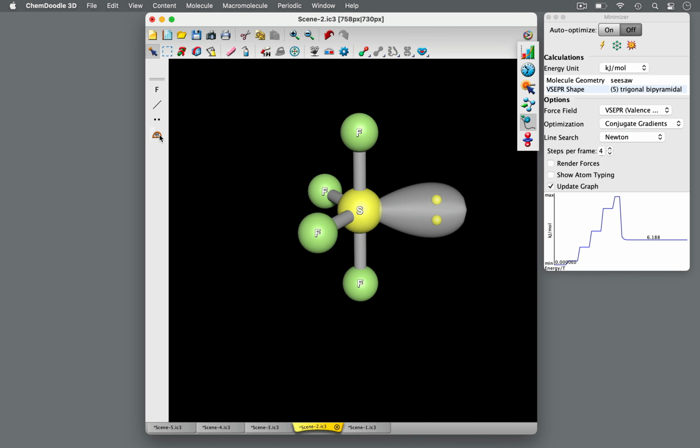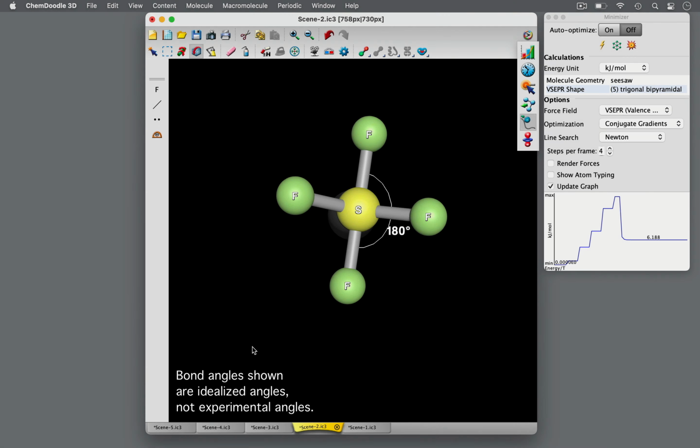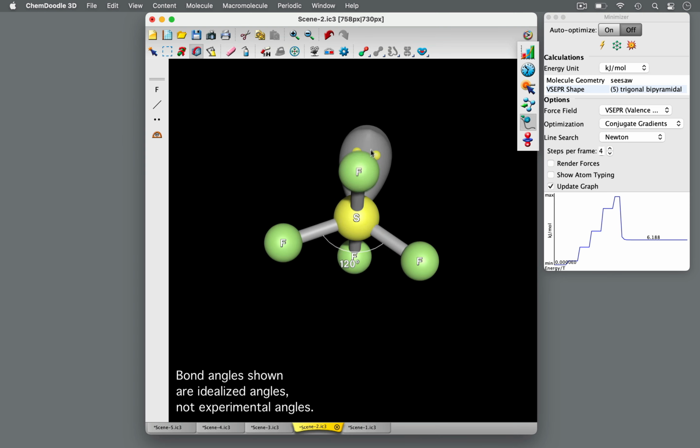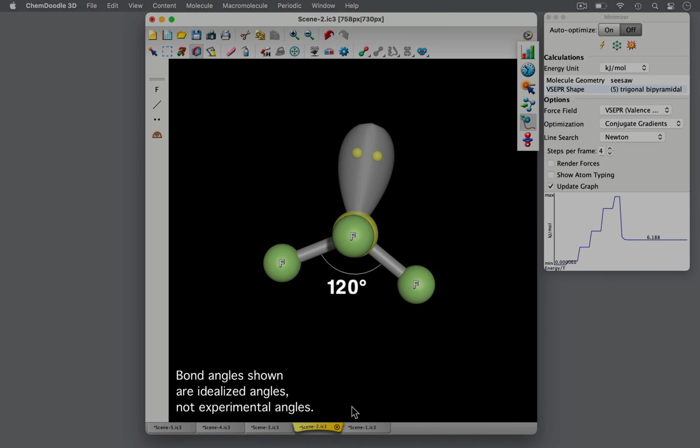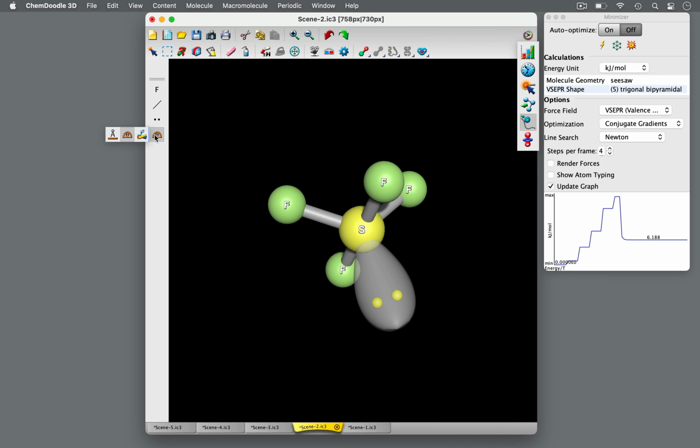Just as in the trigonal bipyramidal geometry, the bond angle between the 2 axial fluorine atoms is 180 degrees. The bond angle between an axial fluorine and an equatorial fluorine is 90 degrees. And the bond angle between the 2 equatorial fluorine atoms is 120 degrees. Similarly, the angle between an equatorial fluorine and the lone pair is 120 degrees.